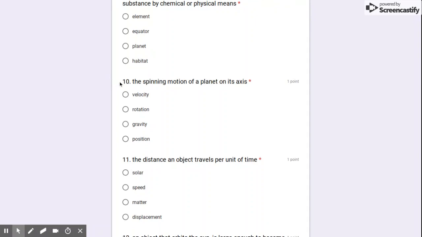Number 10. The spinning motion of a planet on its axis. Velocity, rotation, gravity, position.